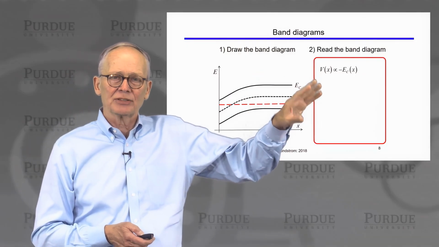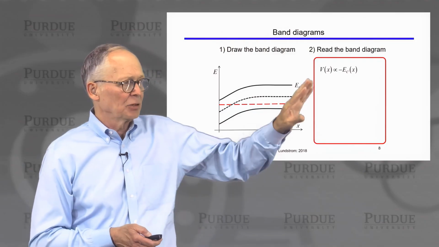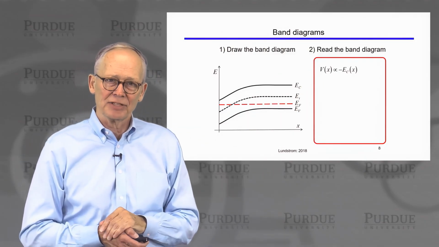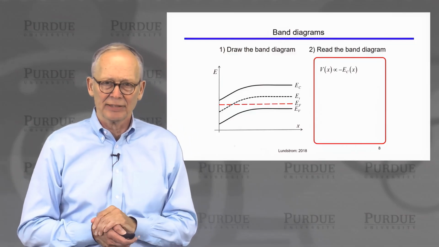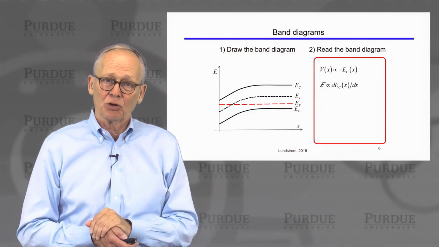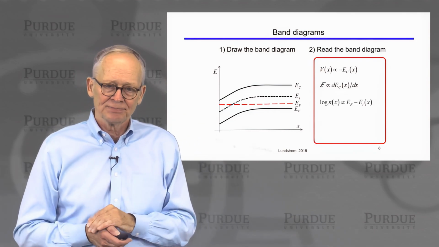We know that when the electrostatic potential goes up, the electron energy goes down. So the potential versus position is just minus the electron energy versus position, with a Q in there. The electric field is proportional to the slope of the conduction band versus position, or valence band, or intrinsic level.